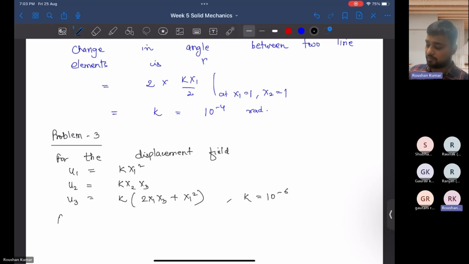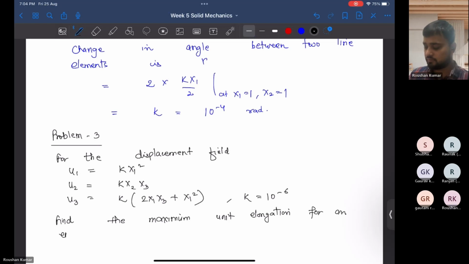So the question is, find the maximum unit elongation for an element that is initially at (1, 0, 0).